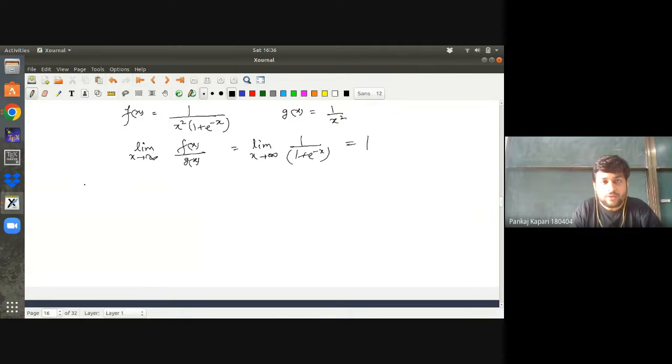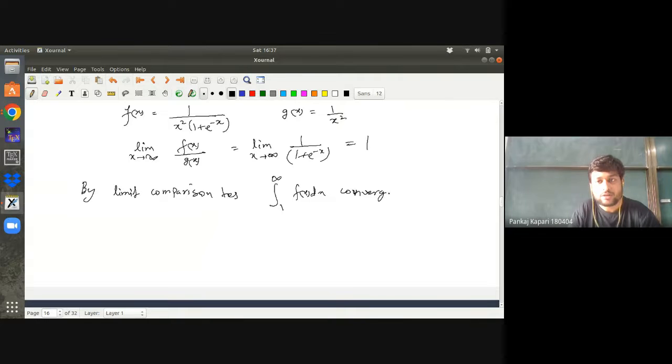Okay, now you can say that by the limit comparison test, the integral from 1 to infinity of f(x) dx converges. Why does this integral converge? Because the integral from 1 to infinity of 1 over x square dx converges.